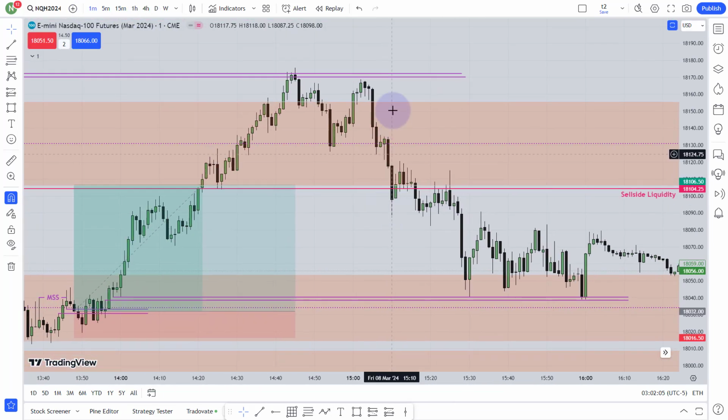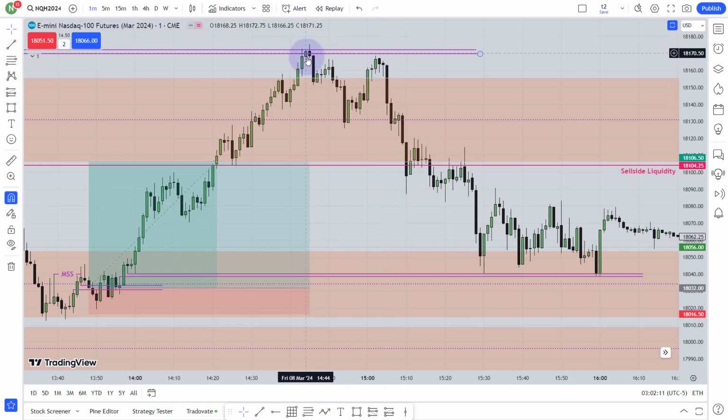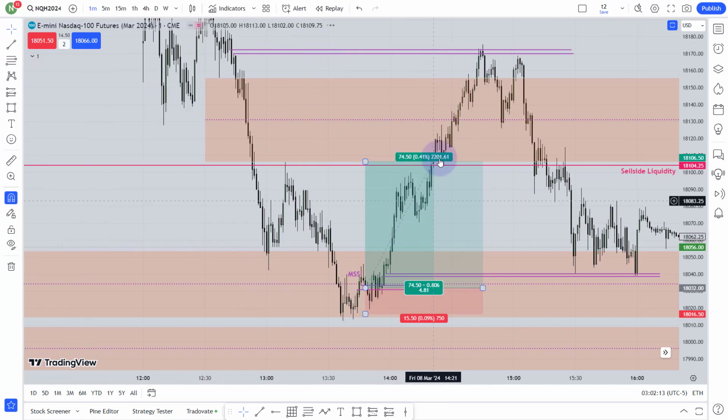So yes, you can frame your trade depending on the 15-minute last fair value gap, but you can't frame your trade from the 1-minute last fair value gap. This is the reaction.